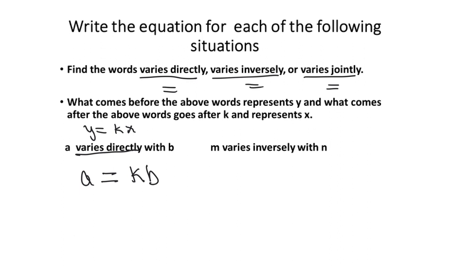On varies inversely, I know the general form is y is equal to k over x. I put an equal where varies inversely is. What's in front of that goes in front of the equal, which is m. What is after that goes after the variable k, and in this case it is on the bottom dividing, and that would be n. So my equation is m is equal to k over n.